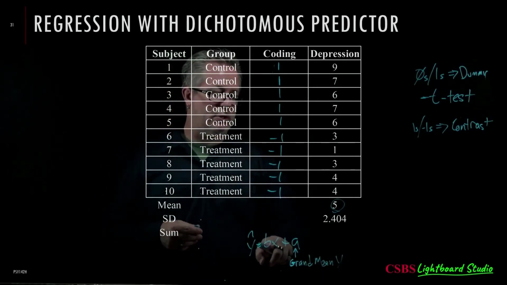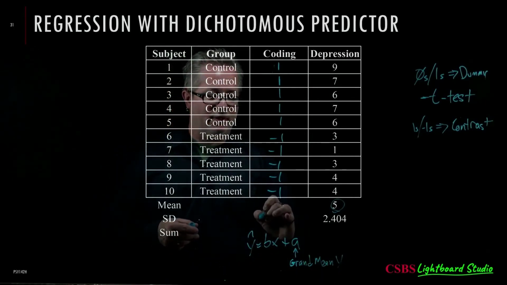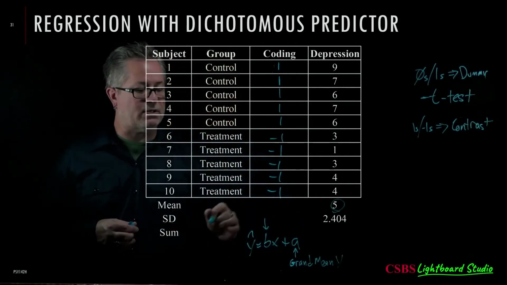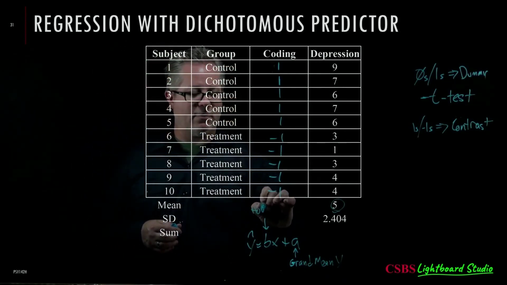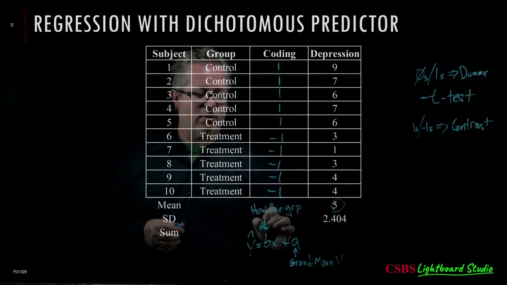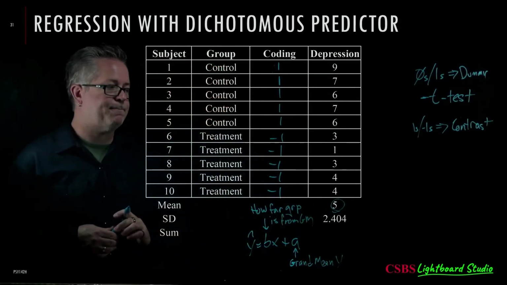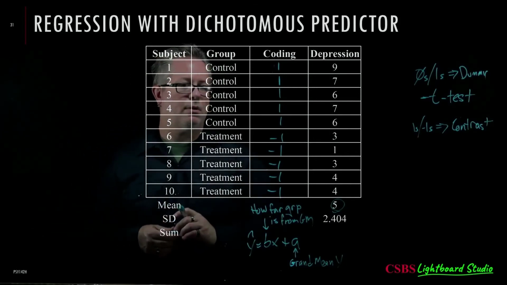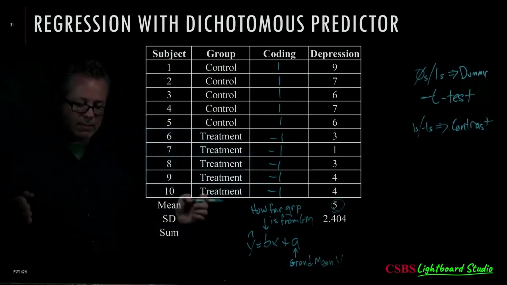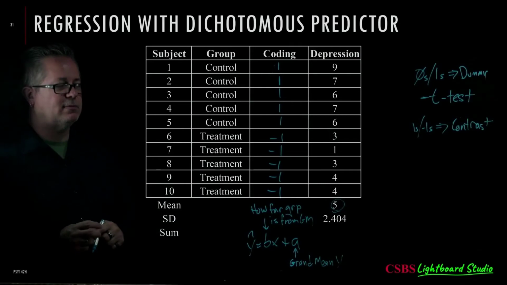And what the slope's going to tell me now, instead of telling me how far the groups are apart, is how far the group is from the grand mean. What's that sound like? Where do we take group means and compare them to a grand mean?